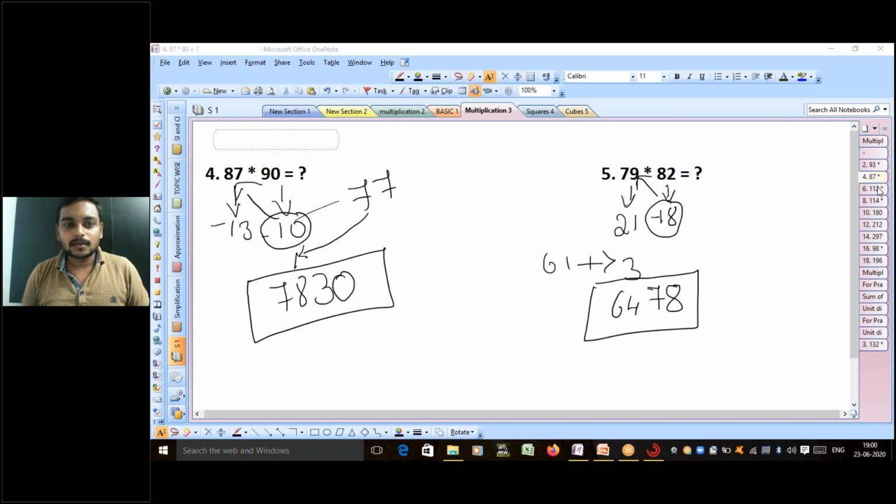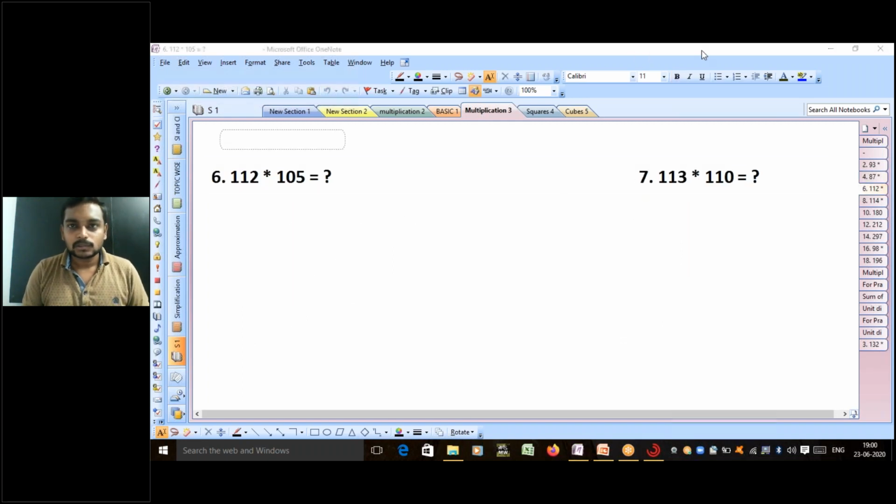The numbers nearer to 100. Okay, next one. Here the given numbers are greater than 100. Both numbers are greater than 100. 112 into 105.